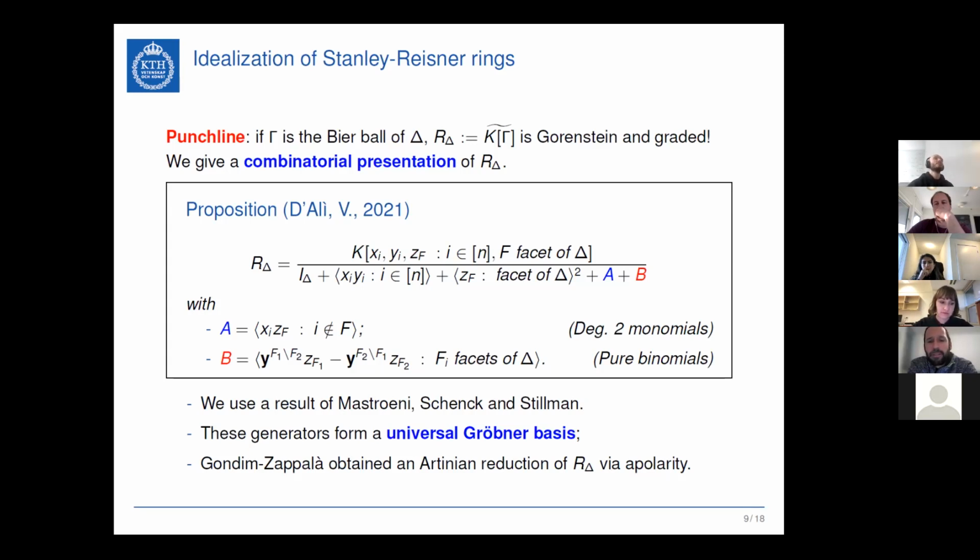I see. Oh yeah, that would definitely be interesting. So you're saying delta, then R delta, and then do some Gröbner basis process to get back a simplicial complex. Okay. That's very interesting. We clearly haven't thought about that, but yeah, that's very nice.